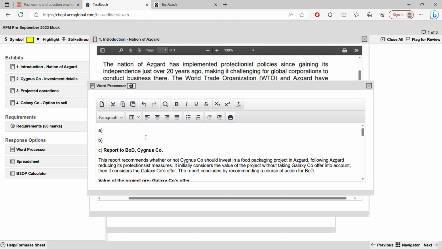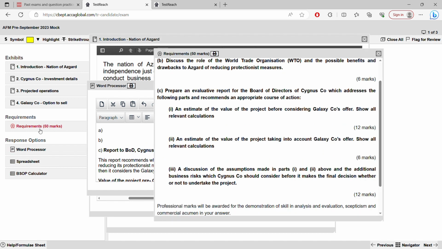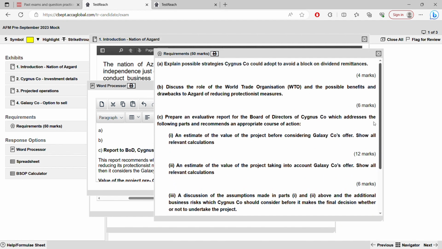So now it's over. Now let us calmly do A and B. C is over. C is the major part. That is over. Okay. Here, how can you avoid a block on dividend remittances and WTO?